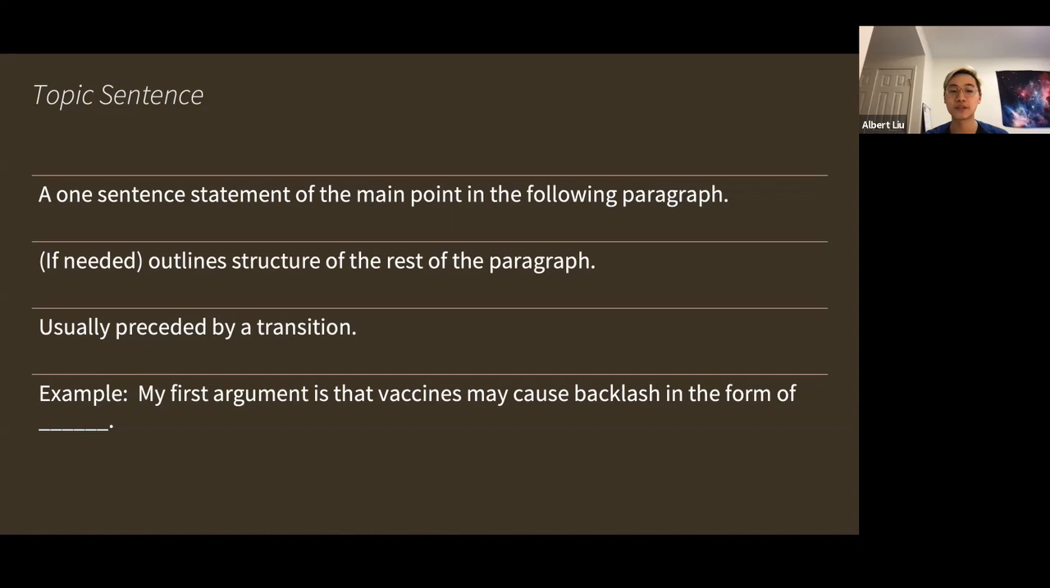So the full example is that my first argument is that vaccines may cause backlash in the form of, and I put some underlines there. Those underlines are where you would want to outline the rest of the structure in your paragraph. So if you go through why there's backlash, what form of backlash it is, and etc., those can all be included inside of this underline or the structure.